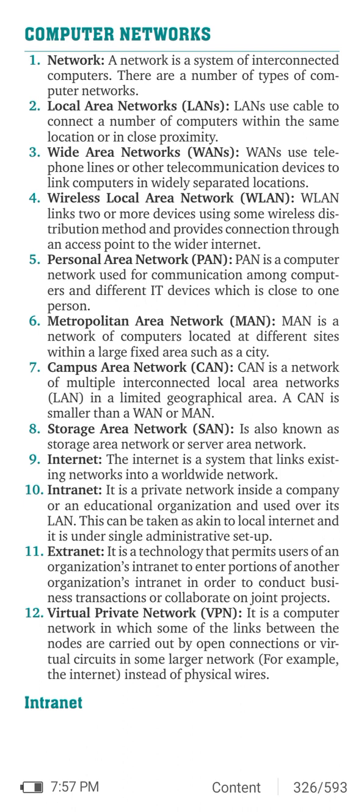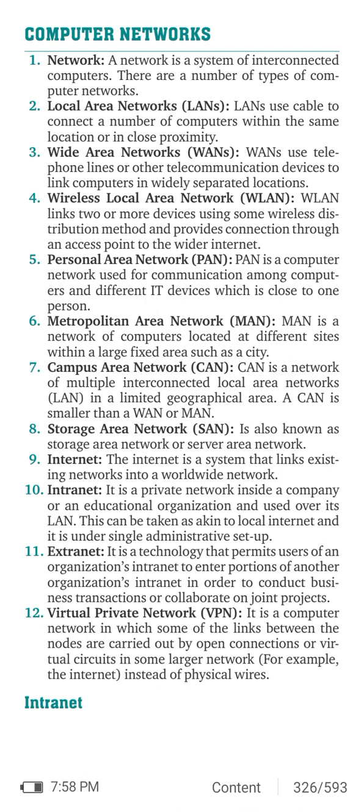Then metropolitan area network, MAN. MAN is a network of computers located at different sites within a large fixed area, such as a city. And campus area network, or CAN. CAN is a network of multiple interconnected local area networks (LANs) in a limited geographical area. A CAN is smaller than a WAN or MAN. Then storage area network, SAN.